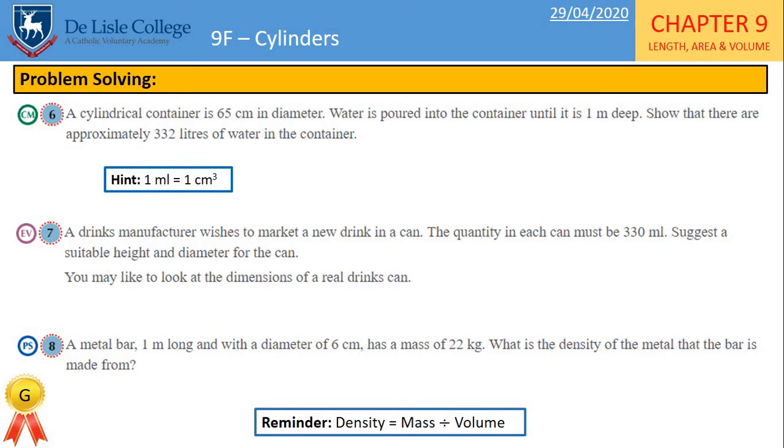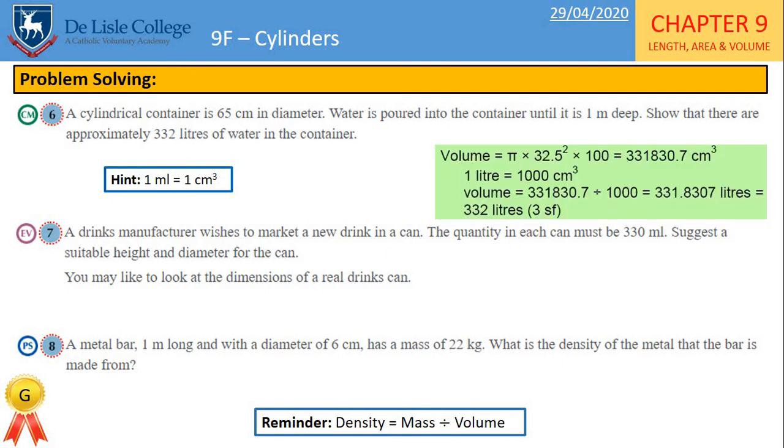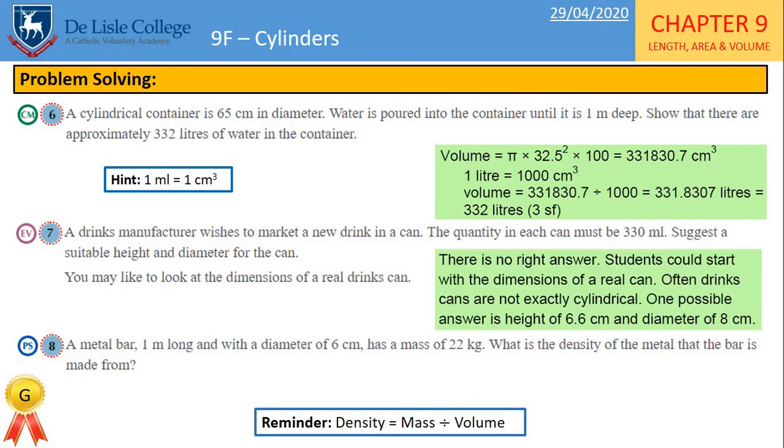Question 6, there is a hint there that 1 millilitre is 1 centimetre cubed. So if we have a look at the volume, we're going to have that in centimetres cubed. And then we can see that 1 litre is 1,000 centimetres cubed, knowing that there are 1,000 millilitres in 1 litre. So if we divide by 1,000, we'll get how many litres we've got, and then round that, and we get 332 litres.